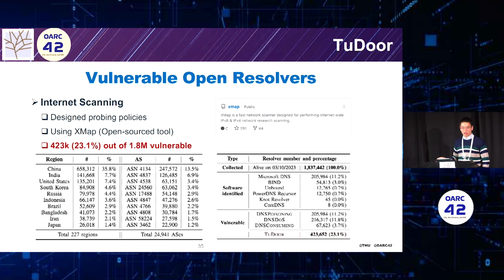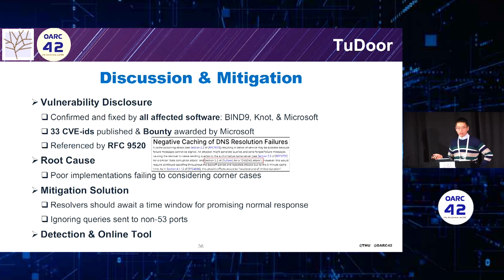We also did scanning with XMap, and we found that 23.1 out of 1.8 million resolvers are vulnerable. We also got 33 CVEs, and it affects BIND9, Knot, and Microsoft, and it is referred to by RFC 9520. The root cause is a poor implementation failing to consider the corner cases.